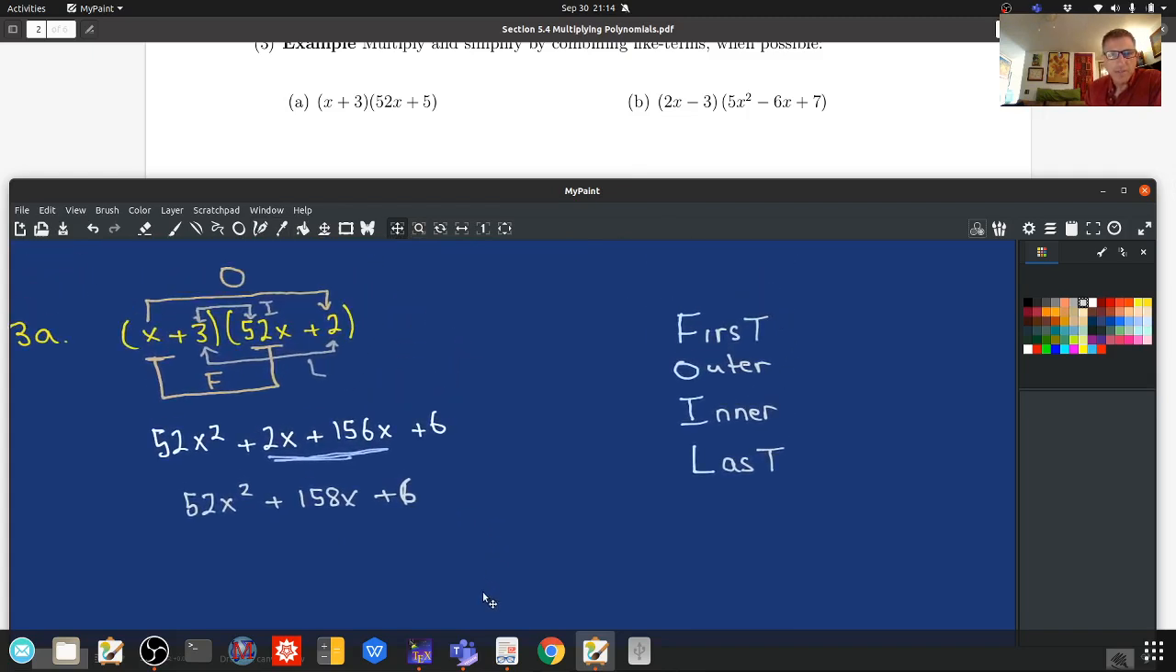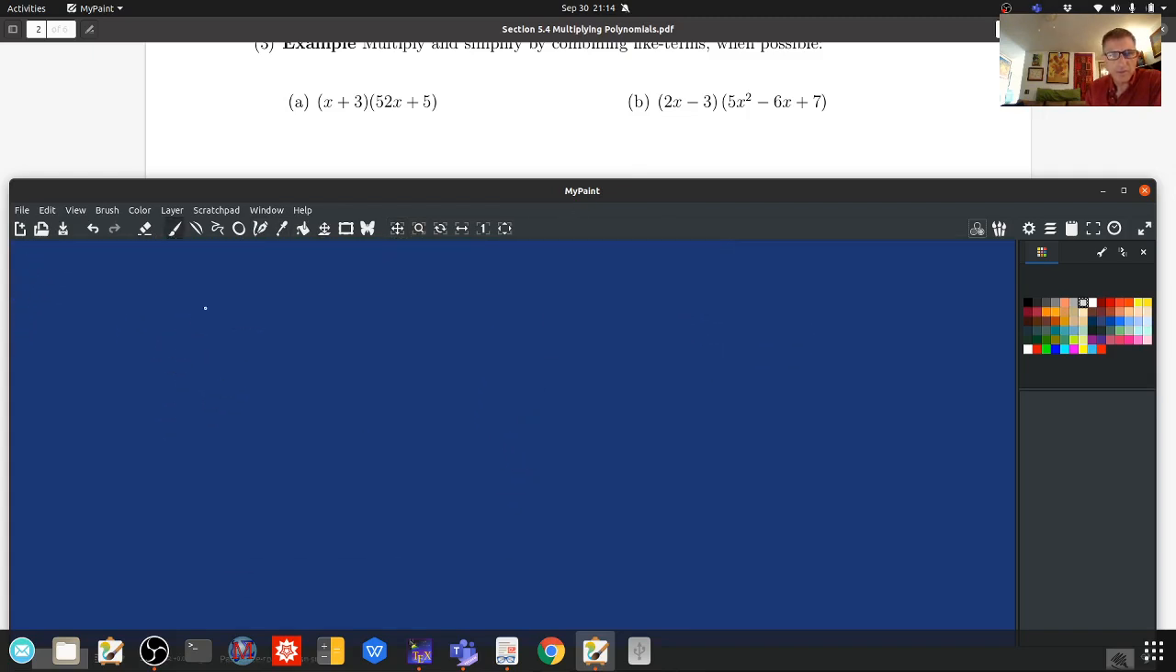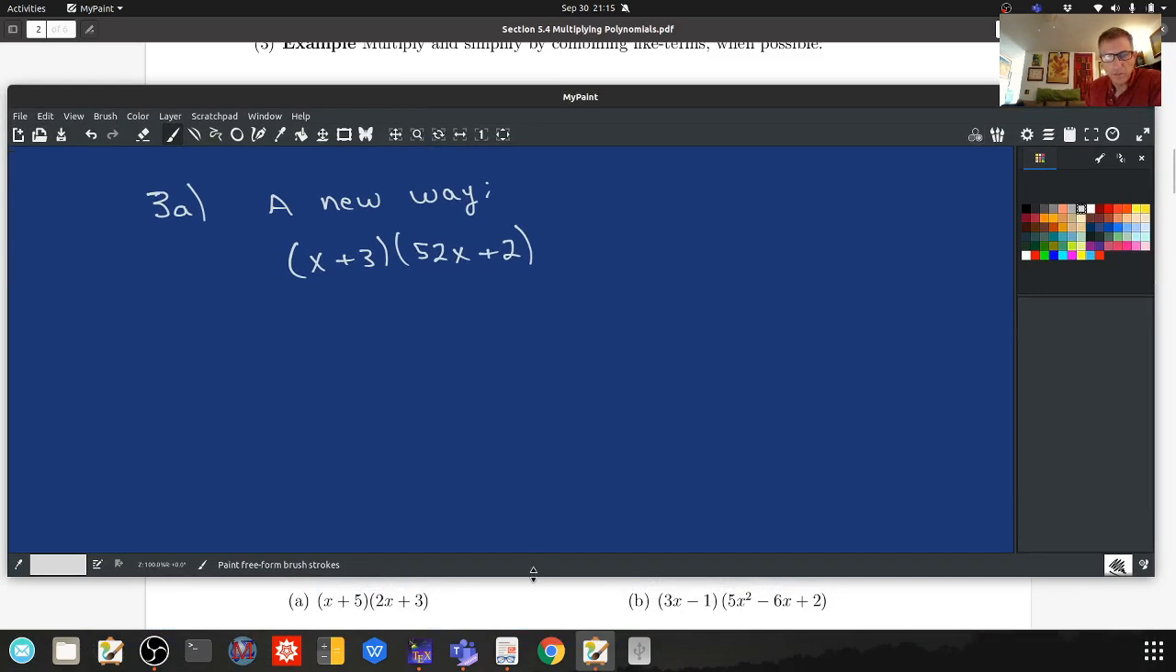So I replaced the 5 with the 2, so I'll replace the 5 with the 2 again. So I'm going to do 3a a new way. Both ways are good to know. But we're going to do, again, x plus 3, 52 plus 52x plus 2. So yes, I changed the problem just a little bit. If you want to see the answer to the actual one, just look in the book.